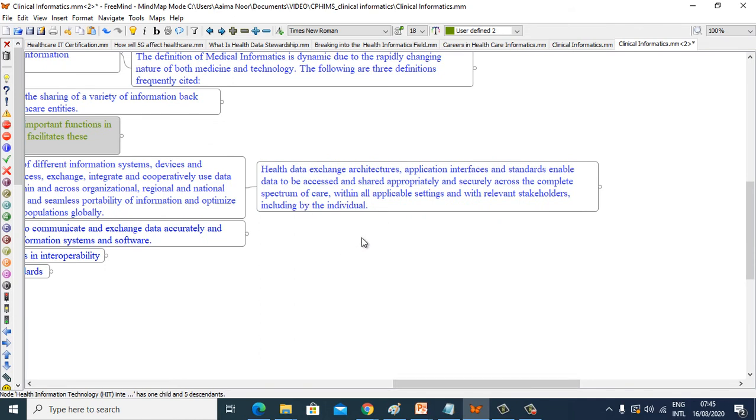Health data exchange architectures, application interfaces, and standards enable data to be accessed and shared appropriately and securely across the complete spectrum of care within all applicable settings and with relevant stakeholders, including the individual.